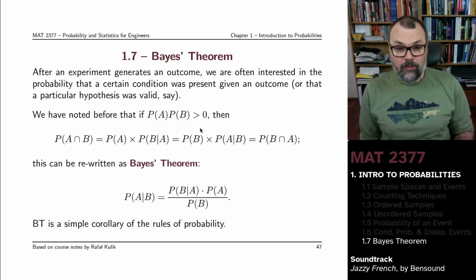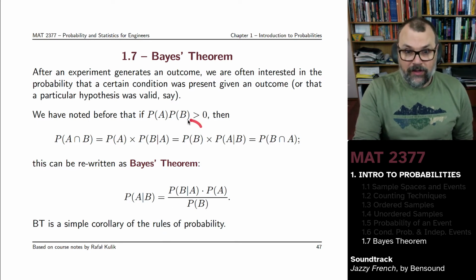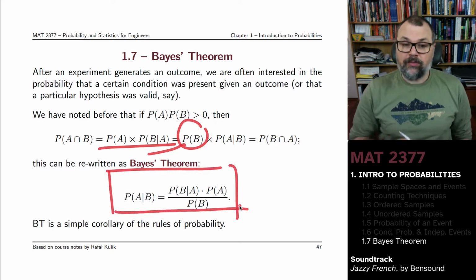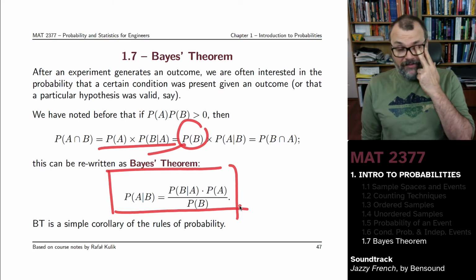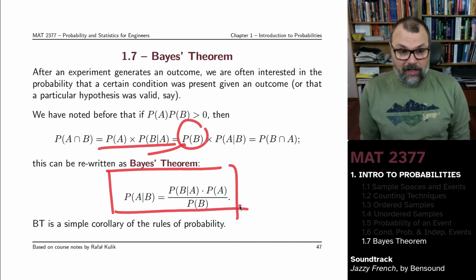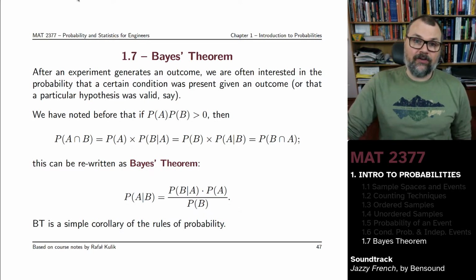Well, if you rearrange the terms, for instance, if you take this term right here and send it down to the denominator, you get what is known as Bayes' theorem. The probability of A given B is the probability of B given A times the probability of A, divided by the probability of B. And that's a simple corollary of the axioms of probability that we've seen. There's nothing fundamentally difficult to understand about this theorem, and yet it has far-reaching consequences.